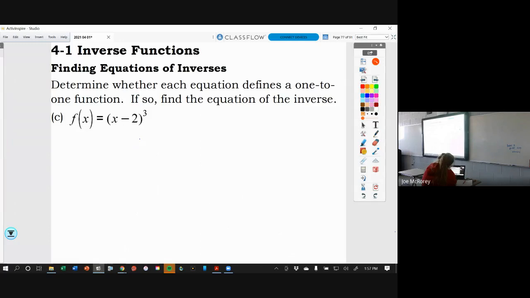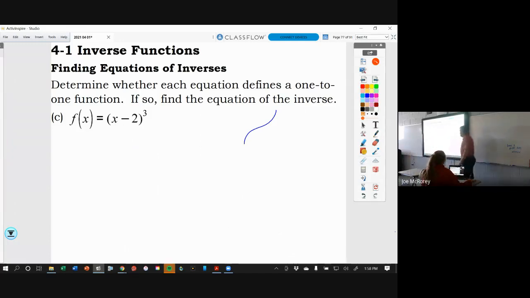f of x equals (x minus 2) cubed. What is the parent function? x cubed. What does x cubed look like? I'm seeing them drawn in the air. Okay, is that one to one? It's always increasing. Okay, so by definition, this is in fact one to one.